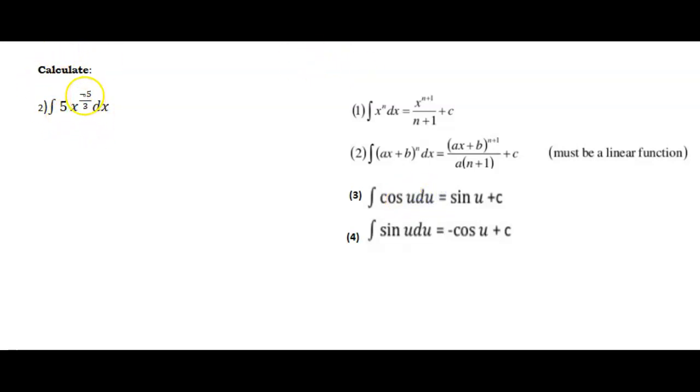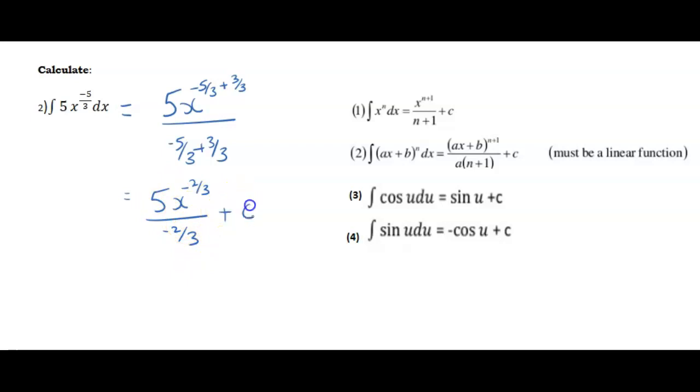Now say I had to integrate this: 5x all raised to the power of minus 5 on 3. Now we follow the same rule. We write back our 5, we put x. This will now be minus 5 on 3 plus 1, which is the same as, since it's on 3, I'll just add 3 on 3. Minus 5 on 3 plus 3 on 3, and we keep working. That will be minus 2 on 3.